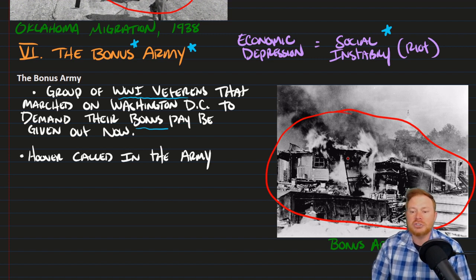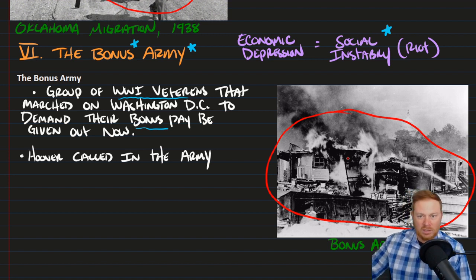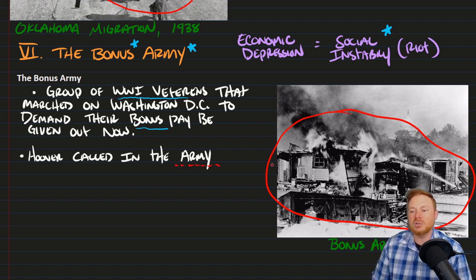And so just imagine that image in the eyes of the American public. Here you have a sitting president who is ordering the army to attack World War I veterans. And if there wasn't already enough reason to hate Hoover at this time, certainly his response to the Bonus Army just made him even more disliked by the American public.